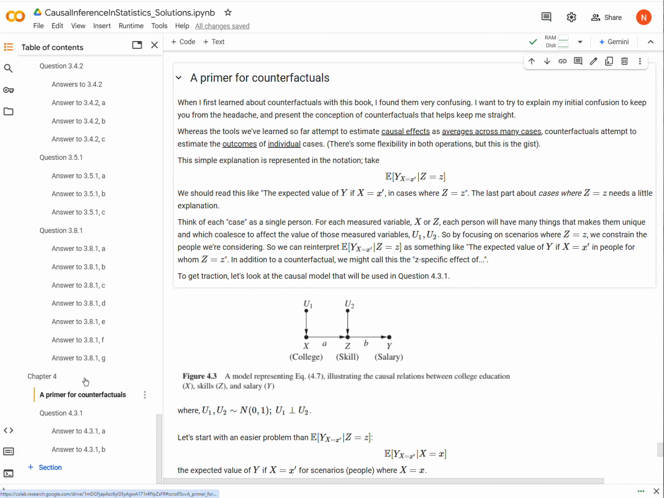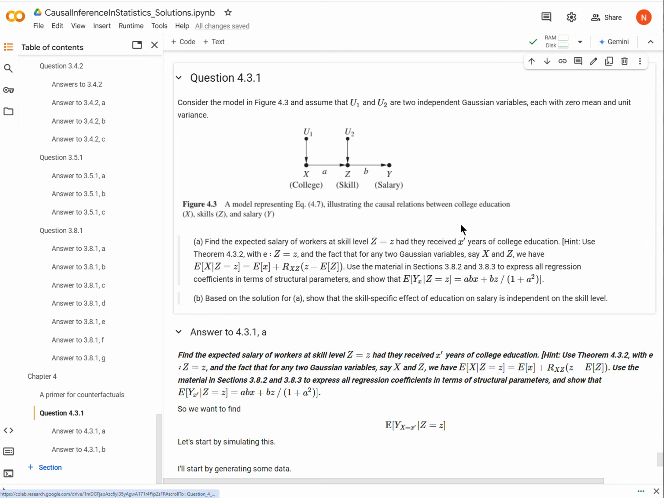Continuing from the previous video where we looked at a primer for counterfactuals. I encourage you to check out that video if you have not. But now we are going to take the DAG that we looked at in that previous video and answer a couple of questions about it.